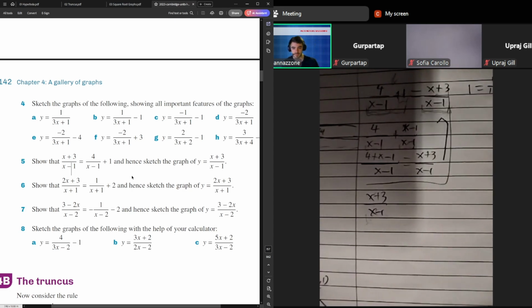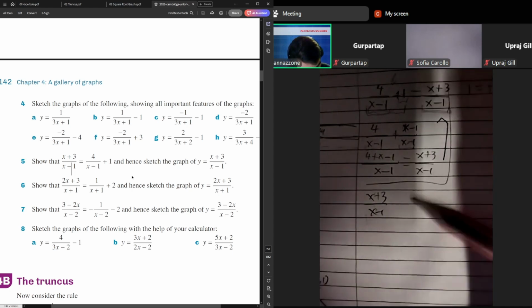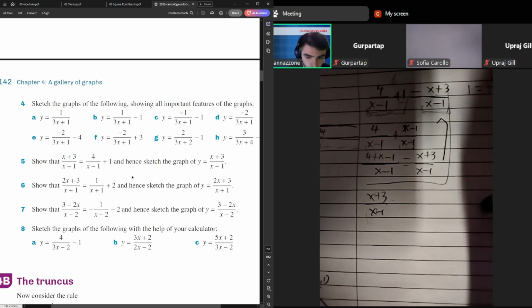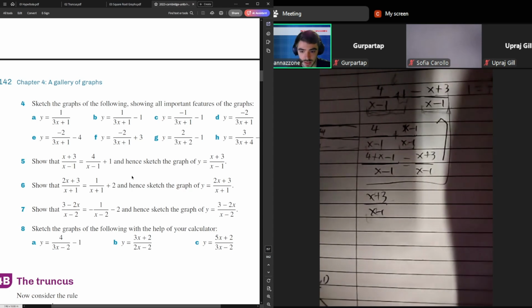So the challenge then becomes, how do I make it look like a hyperbola? There's a couple of ways you could do this. The way I recommend is polynomial division. That's just because it takes all the guesswork out of it.